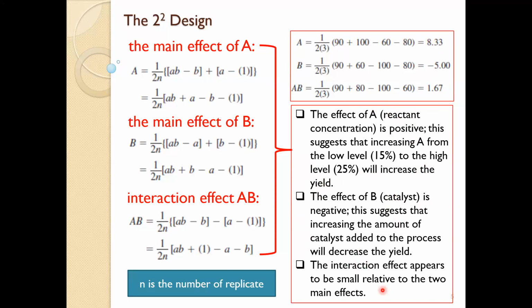For example, the A effect is positive. That means if you increase A from low level to high level, you increase the yield. This is the meaning of positive. But for the effect B of catalyst, this is negative. If you increase the amount of catalyst, it may decrease the yield. This is the meaning of positive and negative. And also the interaction effect appears to be small relative to both A and B.